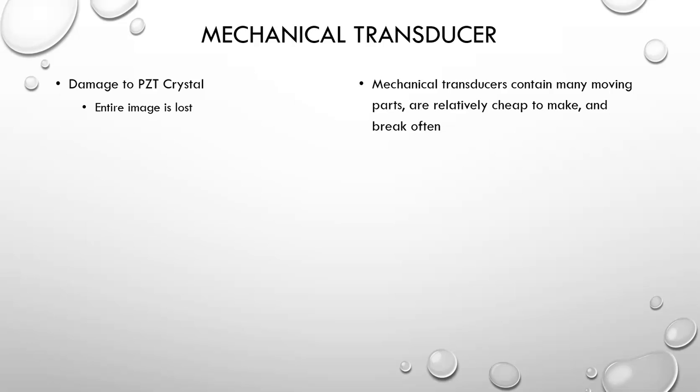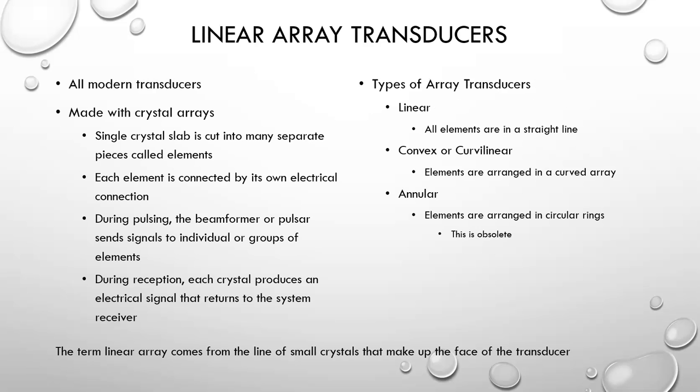What happens with the mechanical transducer if there's damage to the PZT crystal? The entire image is lost. Mechanical transducers contain many moving parts, are very cheap to make, but are easily broken. Today's transducers are known as linear array transducers. All modern transducers are linear array transducers, and in fact they are known as phased array transducers.